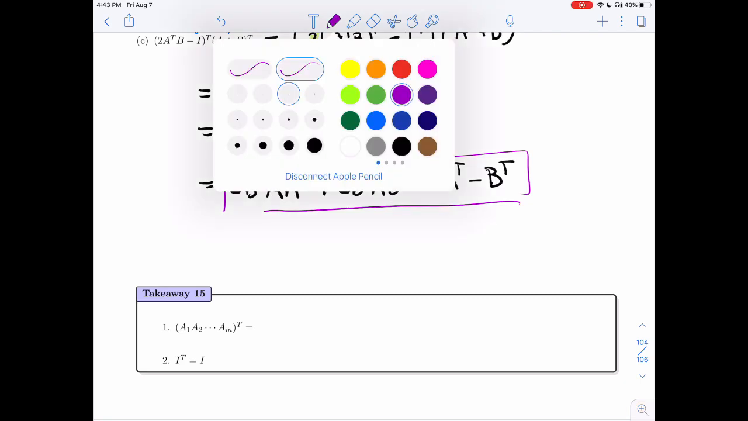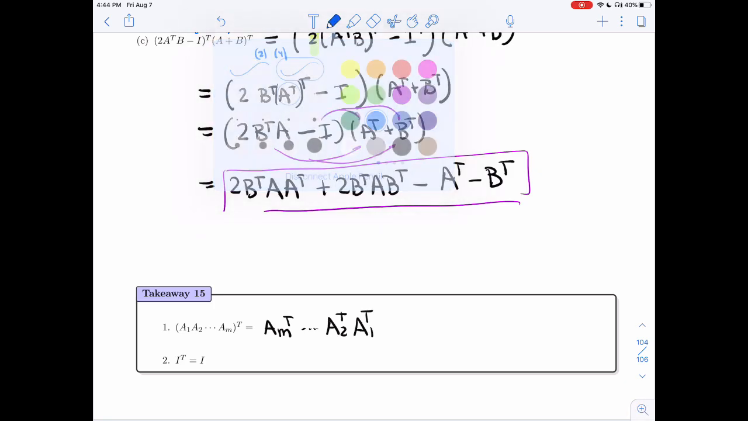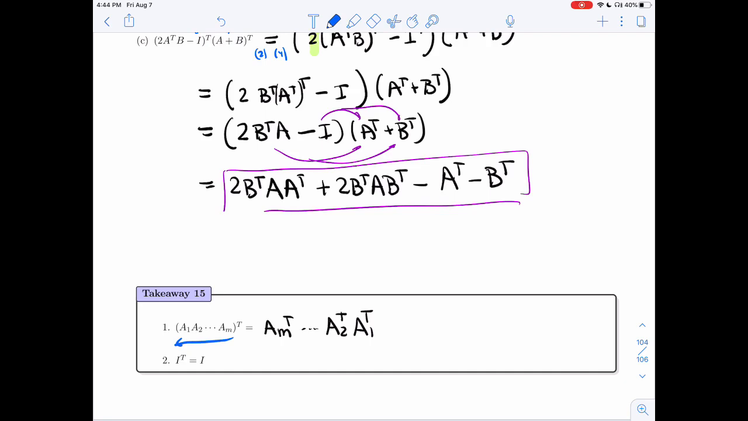All right, so here are the two key facts that I want you to remember from these problems. If you transpose a big product, you switch the order of the whole list. So you read it backwards. And then the transpose of I is just I.